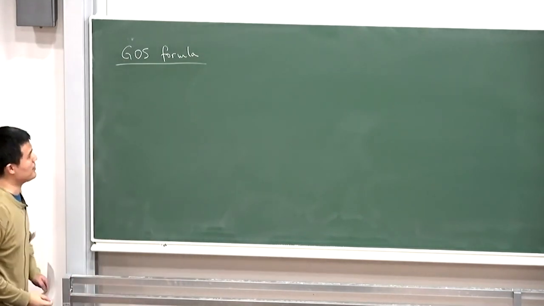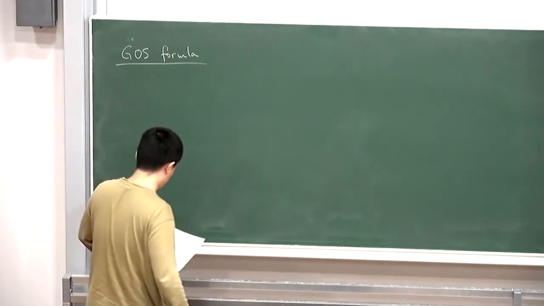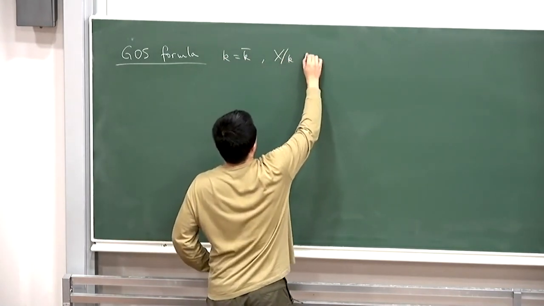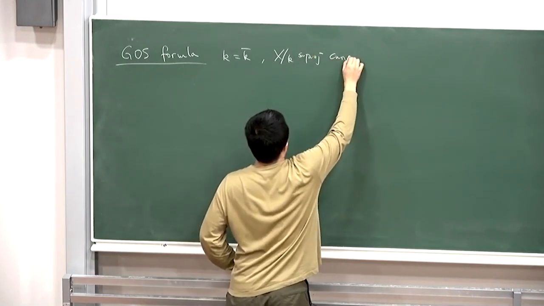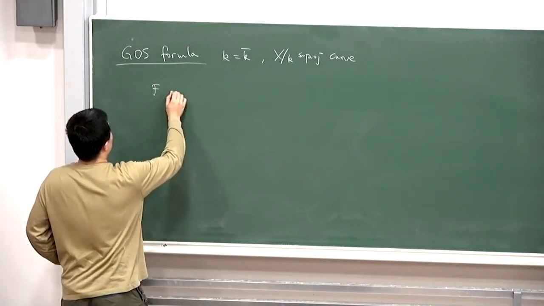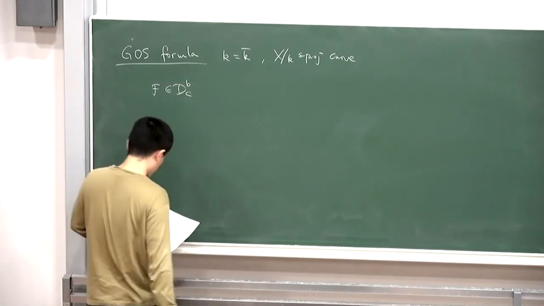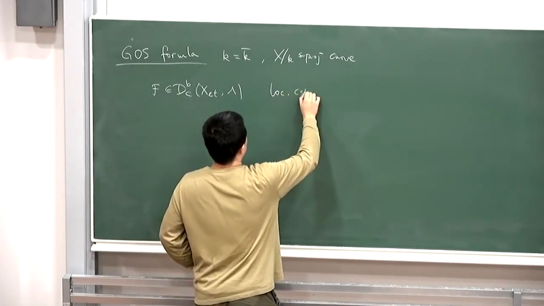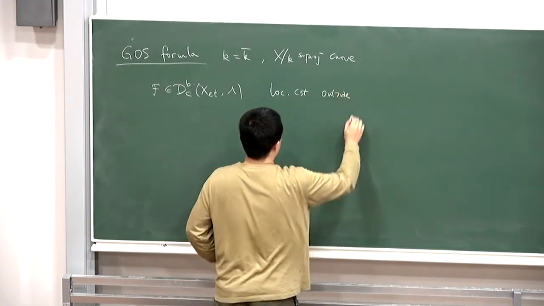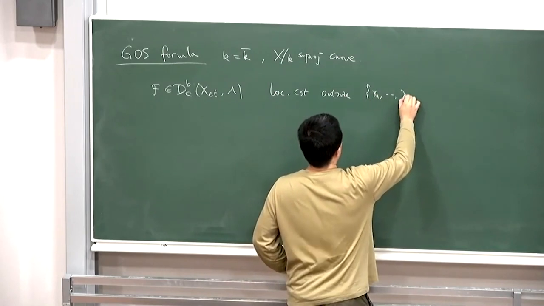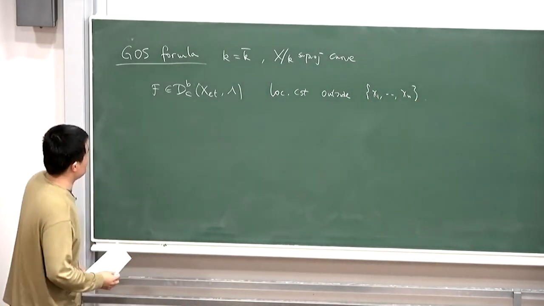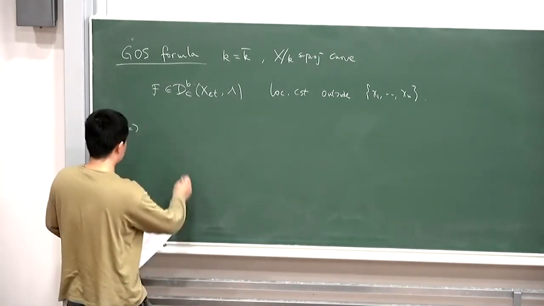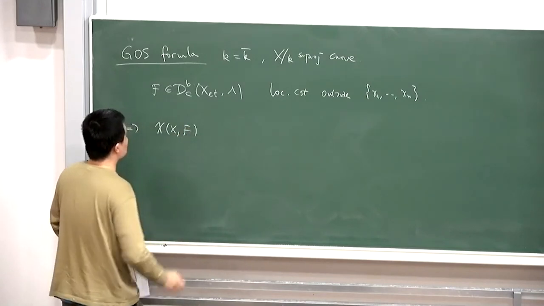Which is a classical formula which computes the Euler characteristic of an étale sheaf over a curve. So we assume that K is algebraically closed and X over K is a smooth projective curve, and F is a constructible étale sheaf on X, which is locally constant outside a finite number of points. So in general, you can always find something like this.